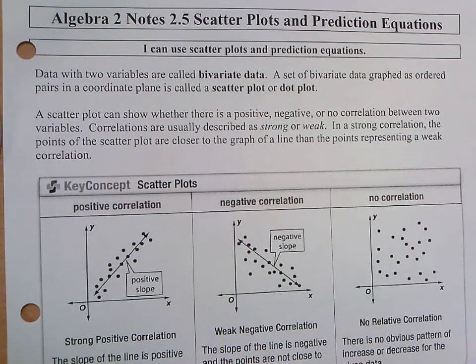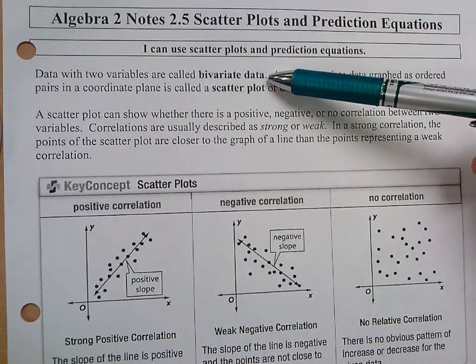In lines of fit. So this is tying into what we did yesterday, reviewing how to write equations of lines. So now, looking at one instance where equations of lines would be used to make predictions for things. This first part is mainly just vocabulary. It says at the top, data with two variables is bivariate data.